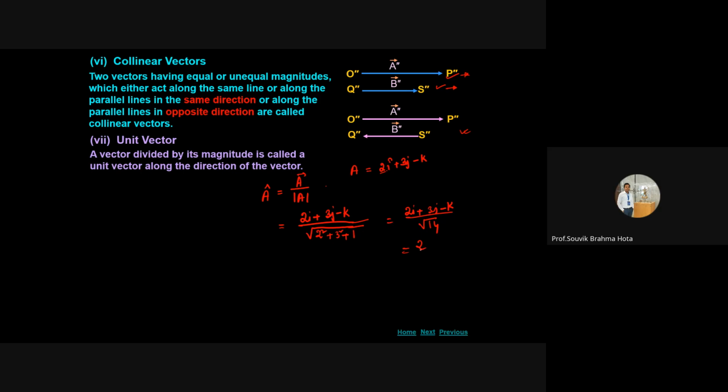So 2 by root 14 i plus 3 by root 14 j, and minus k by root 14 is actually the answer in this case, the unit vector concept.